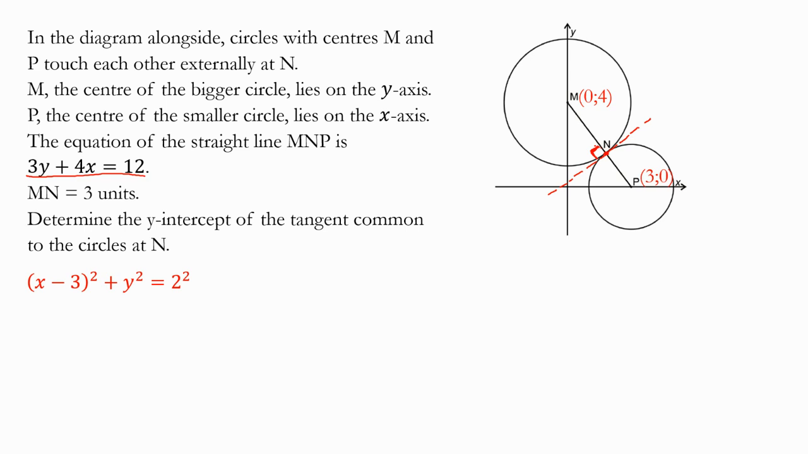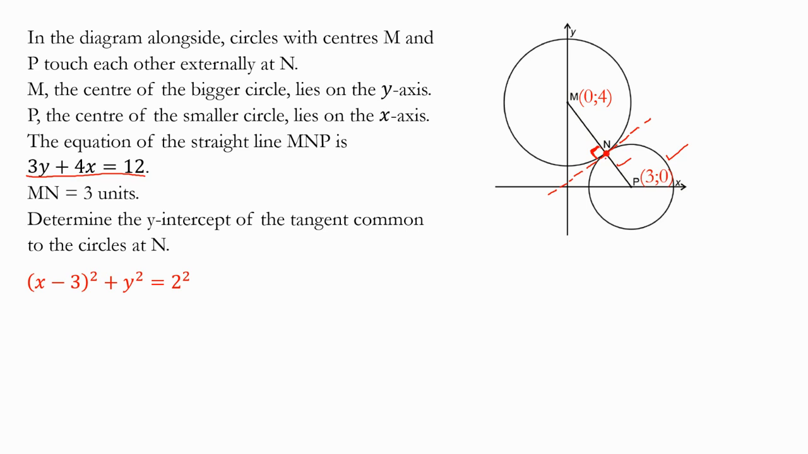And then with the gradient of the tangent and the coordinates of N, we are going to find the equation of the tangent. And then from the equation of the tangent, we are going to find the y-intercept. Now, how do we find the coordinates of N? We have the equation of the circle, and we have the equation of the line MNP. They intersect at N here. So we can solve these two equations simultaneously, and once we solve them simultaneously, we're going to find the coordinates of N.